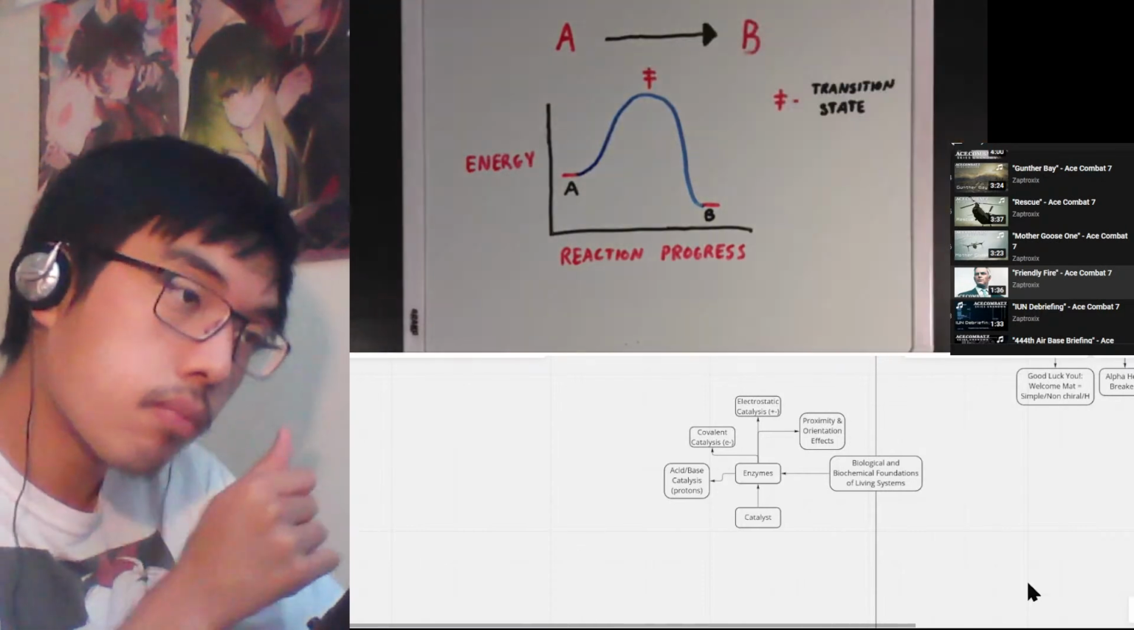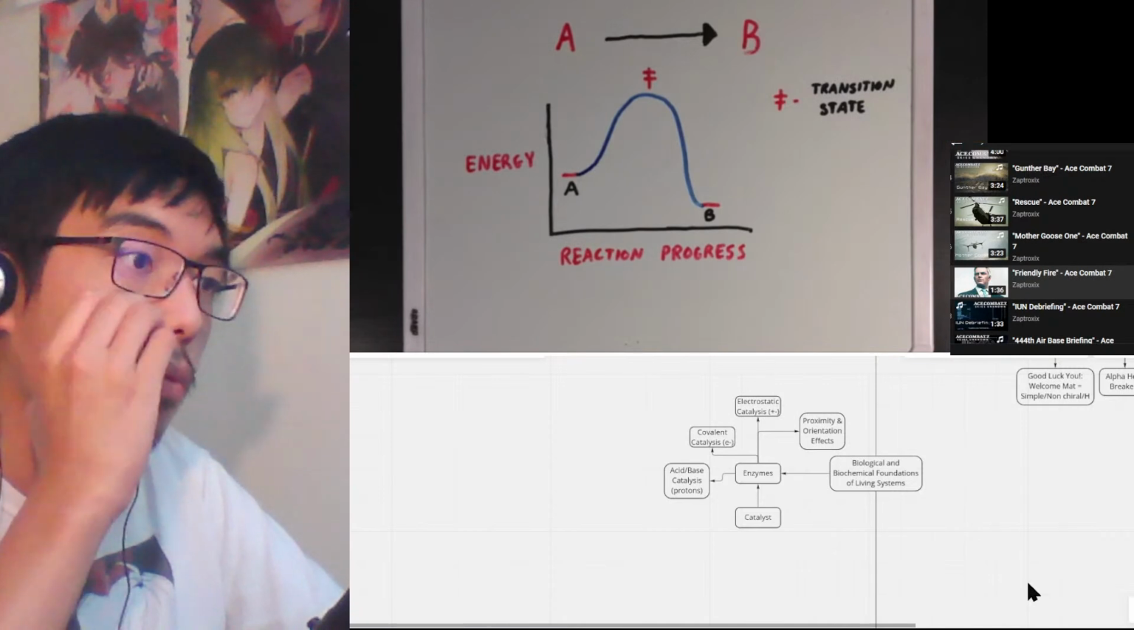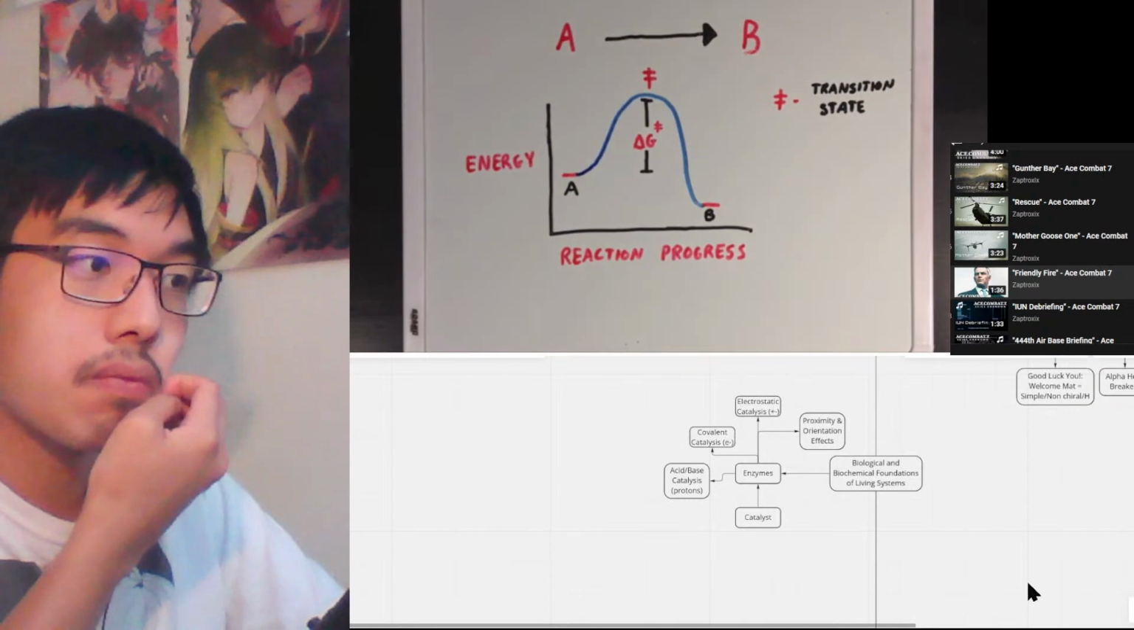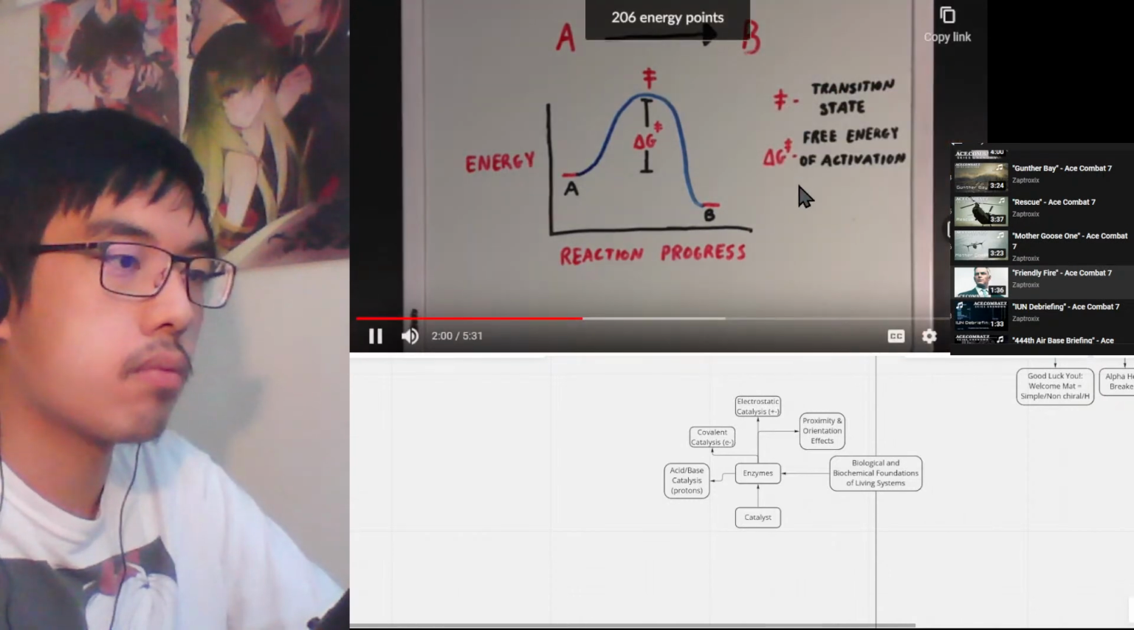The transition state of a reaction, which is represented by this double dagger symbol, is the highest energy point on the path from A to B, and it's where you'll find the most instability throughout the entire reaction. Now, the difference between the energy level where we start and the top of our graph at our transition state is what we call the delta G double dagger, or the free energy of activation.